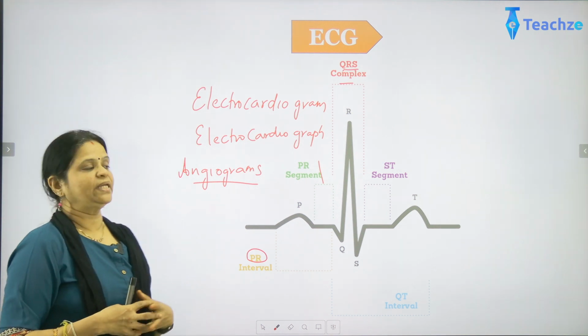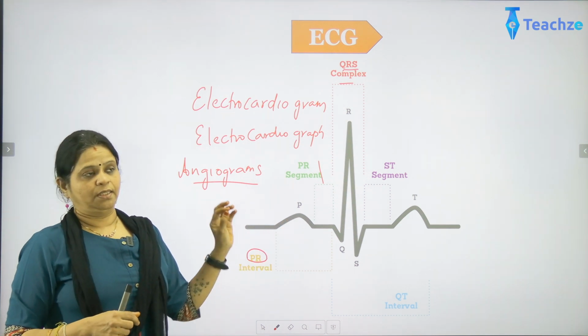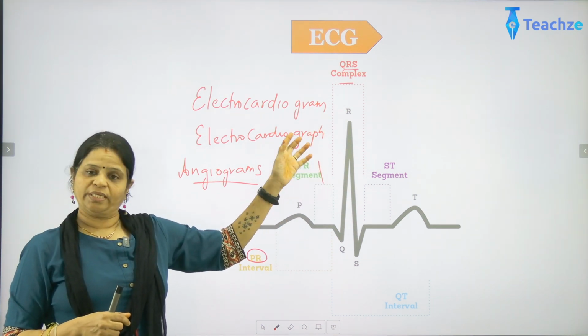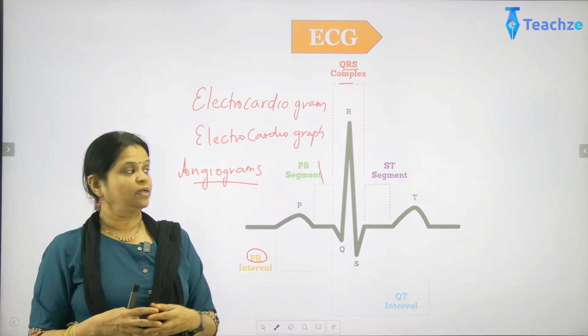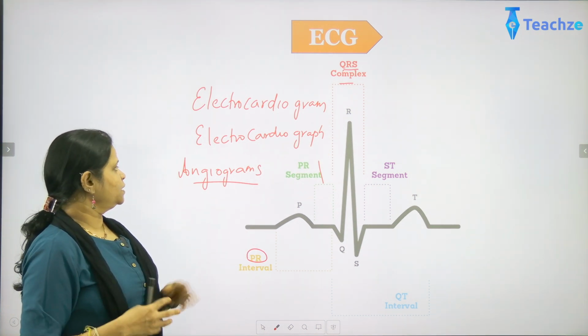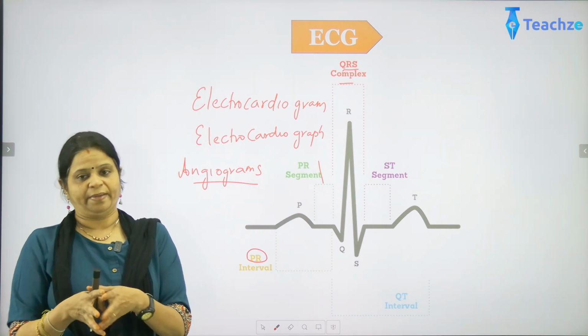Sometimes when there is a problem with the heart, they check with electrocardiograms, and you can also have a scan, a CT scan and so on. Now this is all about the ECG, and these are the various types of diseases we generally come across.